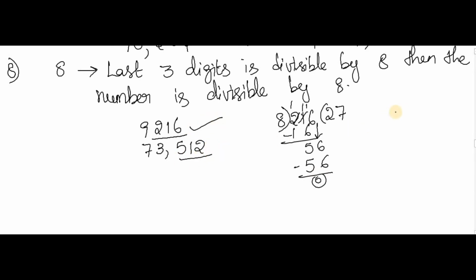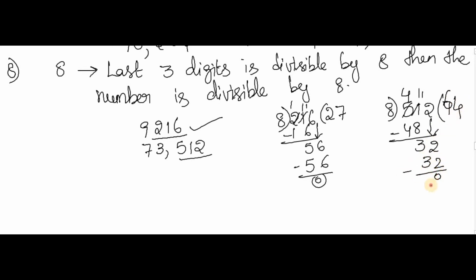Now in the same way we will check for 512 also. 8 7s are 56, so that is the reason. 8 6s are 48, and 11 minus 8 is 3, and 2 will come, 4, so 8 4s are 32. So that is the reason this also is going to be divisible by 8.